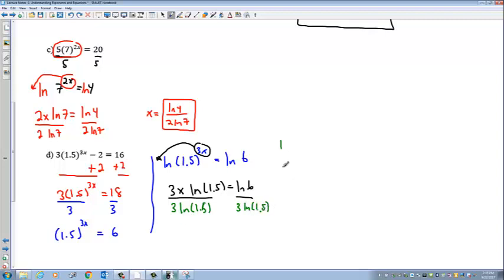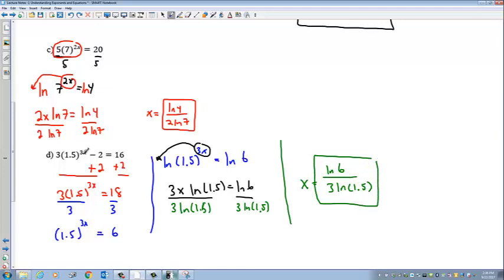And what happens is we get our x equal to, on the left, and on the right we have ln of 6 divided by 3, ln of 1.5 for our answer. Again, you can check that by plugging this into your calculator, and then plugging x into here and seeing if you can actually get out 16 in the end.